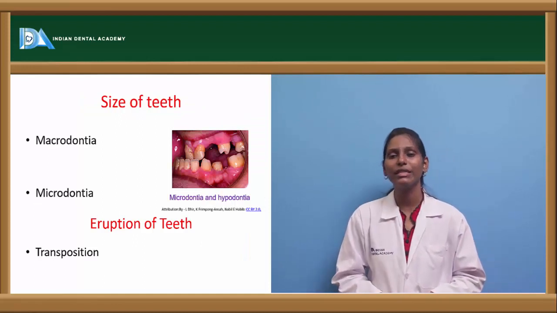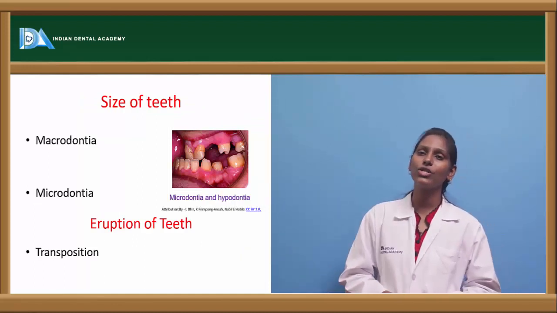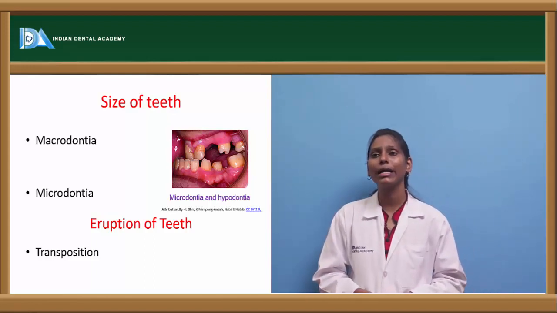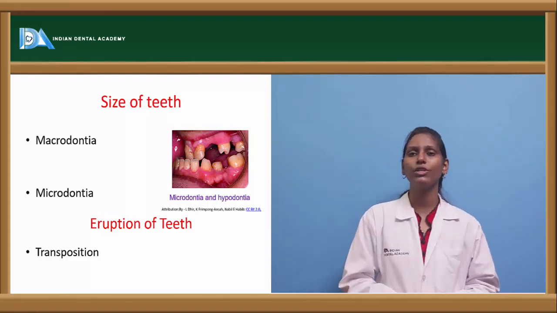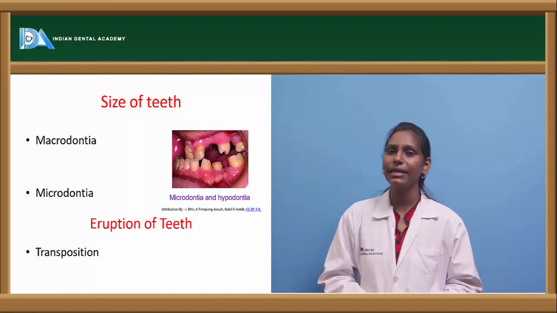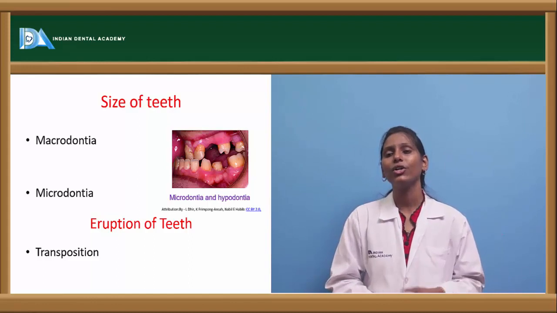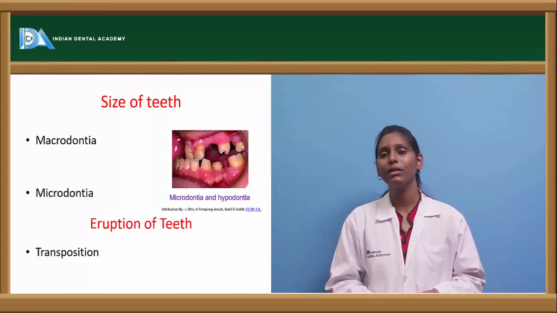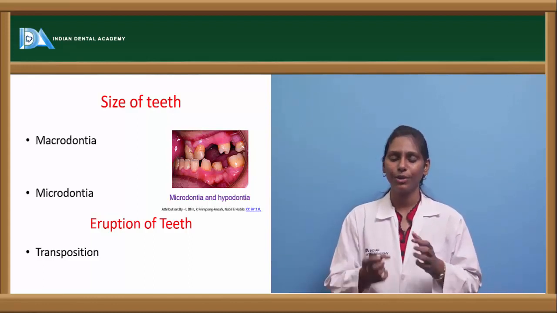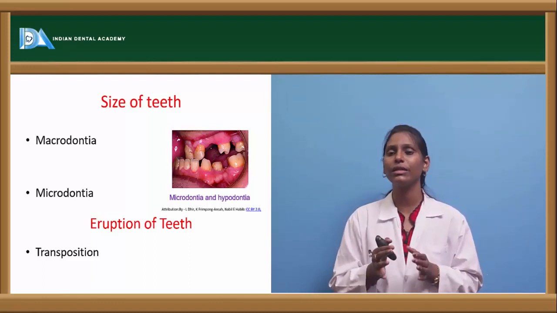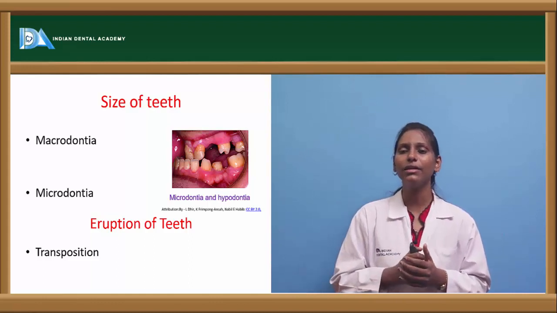Based upon the size of the teeth, they're again classified as macrodontia and microdontia. Macrodontia is nothing but increase in size of the tooth, and microdontia is decrease in the size of the tooth. Macrodontia and microdontia again are relative and true. In macrodontia, taurodontism is one example. Taurodontism is especially seen in lower molars, where the size of the tooth is usually bigger than the normal one.